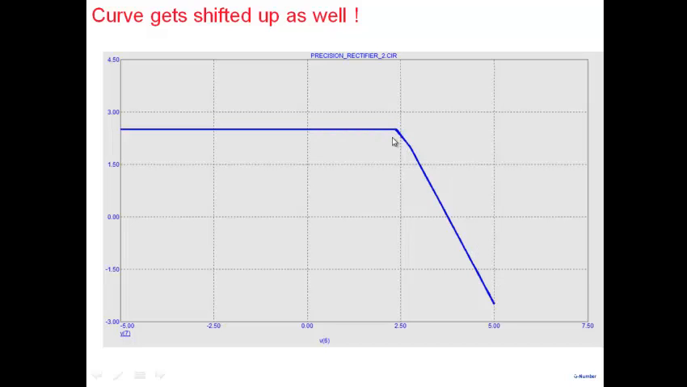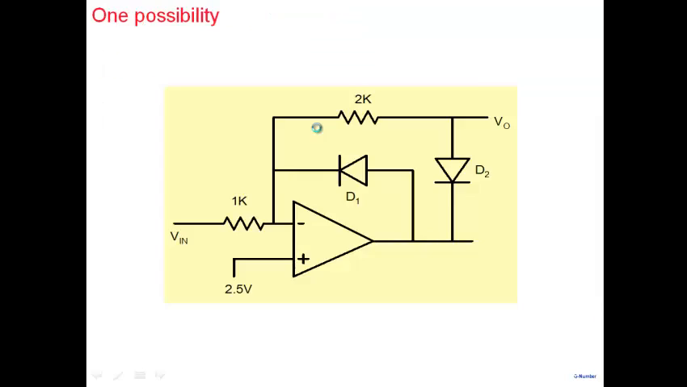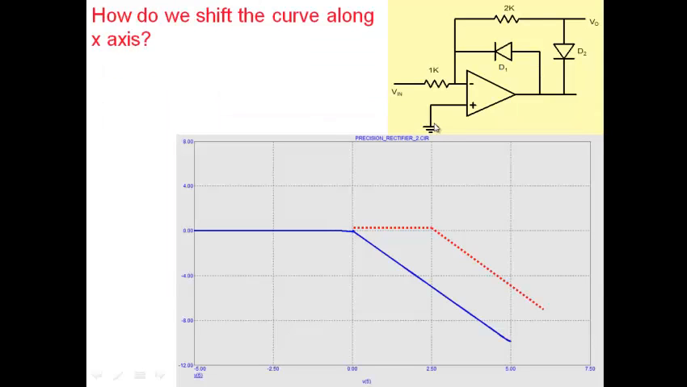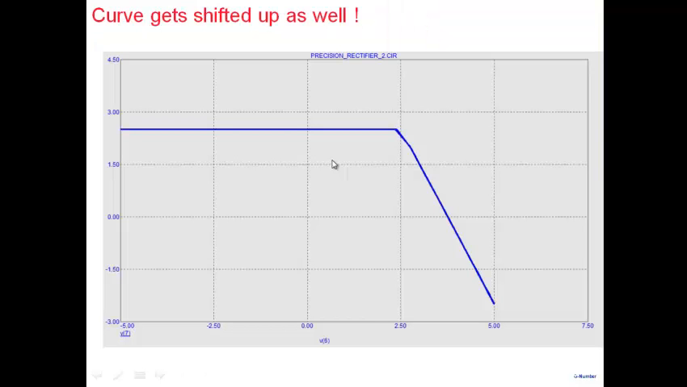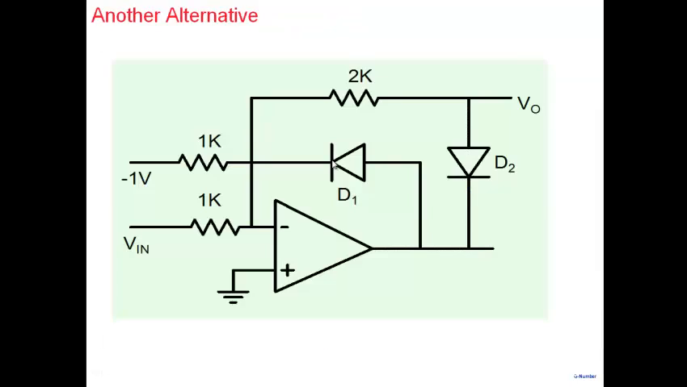So we are able to shift it right, but then what happens is, note that the characteristics get shifted up as well, because we added voltage at this particular node. So the characteristics, apart from shifting towards the right here, get shifted up also. So that's something that we don't really want here.